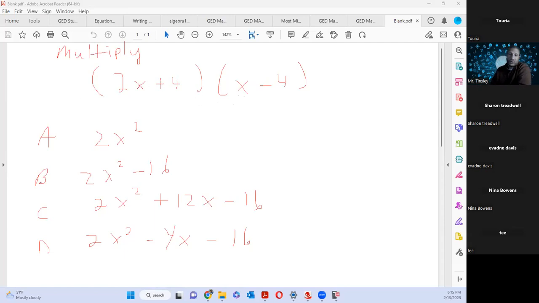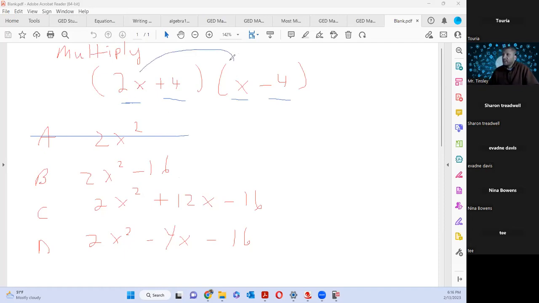So first of all, the first thing I want you to look at is the first 2 and the last 2. So the first thing we're going to look at is 2x times x. What is 2x times x? 2x squared. So all of these multiple choices have 2x squared, so we can't eliminate. What is plus 4 times minus 4? Negative 16. So B, C, and D all have minus 16 as their last term. But right away, what are we able to do? We're able to eliminate A.